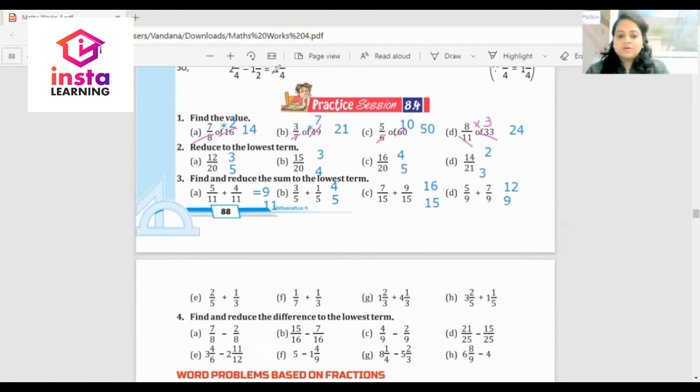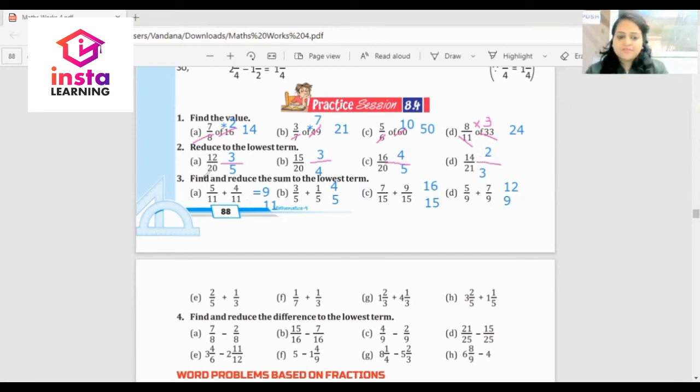Okay, now come to this 15 upon 20. You can read the table of 5 for getting the answer 3 upon 4. So these are in fraction. First is your numerator and second one is your denominator. In this C, 4 upon 5 is the answer, and in this D question, 2 upon 3 is the answer.